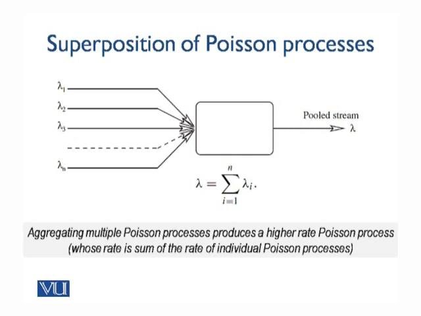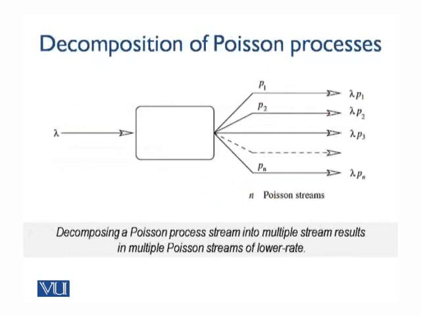an increased rate. This operation works in reverse as well, in which you can actually decompose a Poisson process into multiple Poisson streams of smaller rates. So you can imagine that you have a Poisson stream, and this is being probabilistically routed to different queues. So the probability of going to Q1 is P1. The probability of going to Q2 is P2, and so on till the Qn, where the probability of going to Qn is Pn.